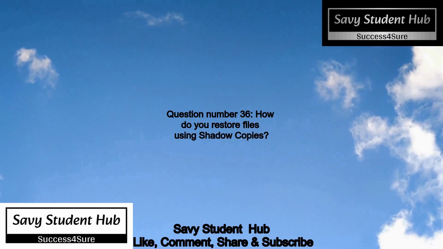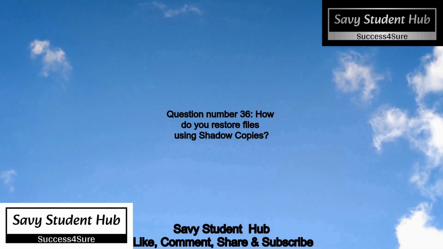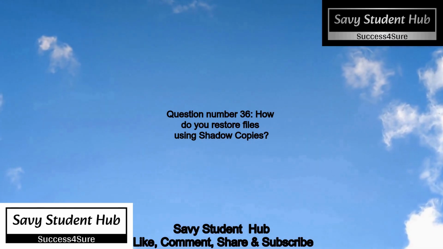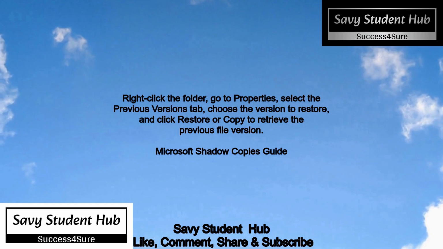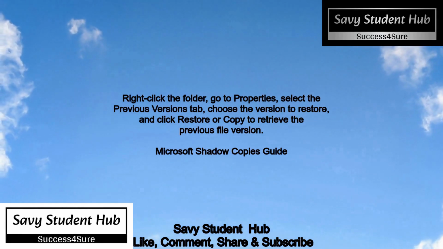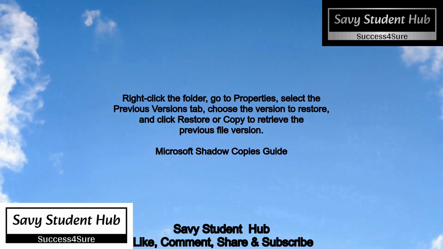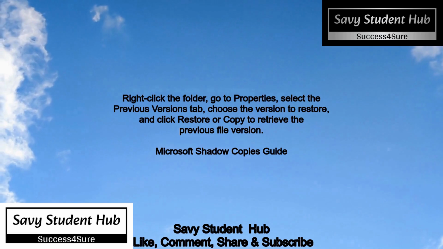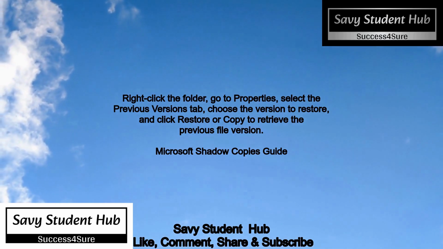Question number 36. How do you restore files using shadow copies? Right-click the folder, go to Properties, select the Previous Versions tab, choose the version to restore, and click Restore or Copy to retrieve the previous file version.